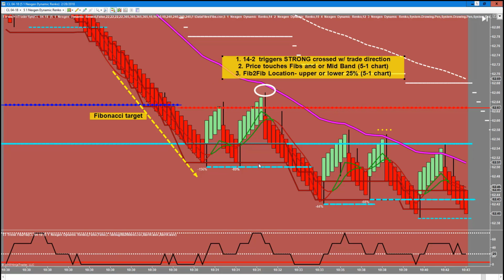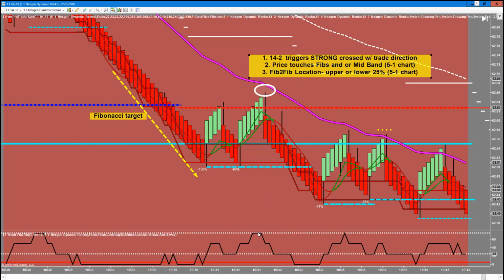We want to have 14-2 triggers really strong with the trade direction. We want to touch fibs and/or mid bands, and we really want our fib to fib oscillator to be at 75. So technically there's only two spots on this chart where our fib to fib oscillator met the rules.